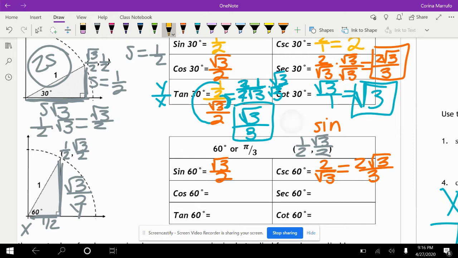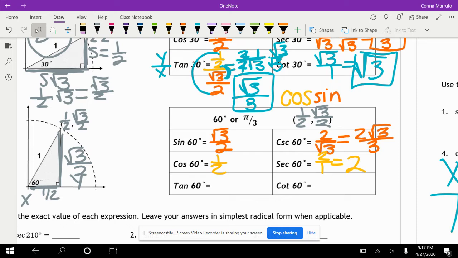Right? For cosine, remember cosine is our x value. So our x value here is 1/2. If we flip 1/2, that becomes 2 over 1, which is equal to this 2. Right, now tangent of 60 degrees. So at 60 degrees tangent, we're going to take our y value, remember, and divide it by our x value. So in this case, my y value is the square root of 3 over 2, and we are going to divide it by my x value, which is 1/2.